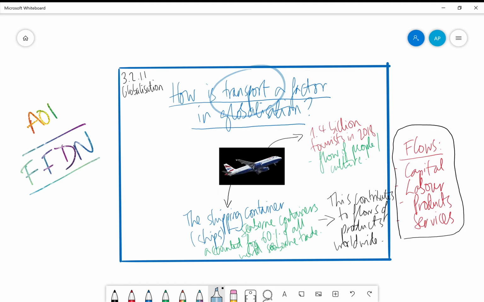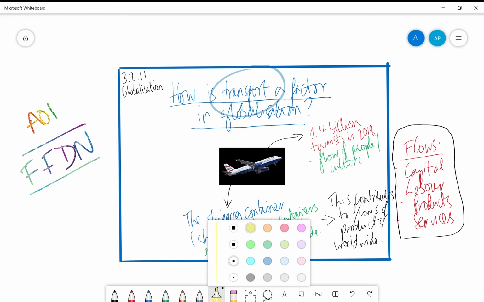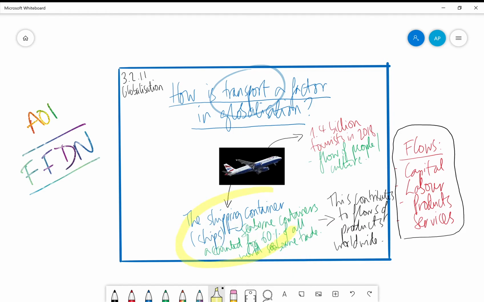So if we start with the shipping container, hopefully you've all studied the process of containerization, or at least have looked at the shipping container as being a very, very important piece of transport technology when it comes to globalization and its history, etc., and how it's revolutionized world trade. So I've gone for the fact here which says seaborne containers accounted for 60% of all world seaborne trade.